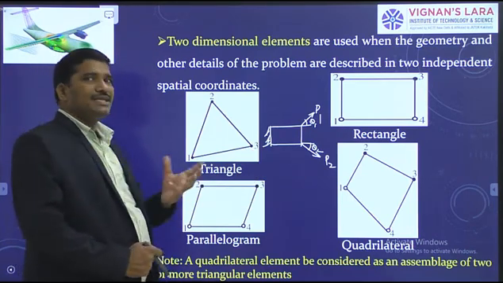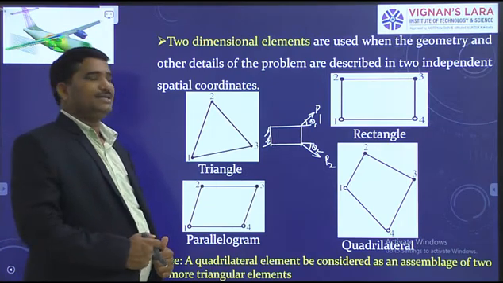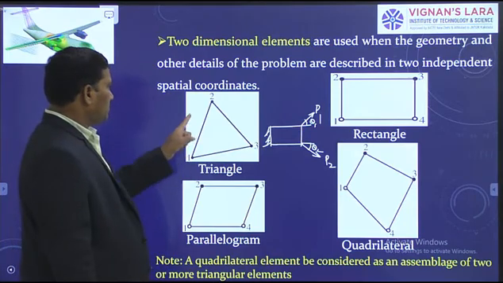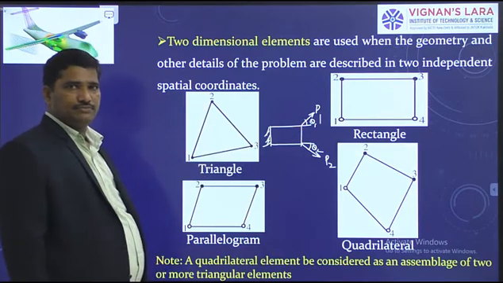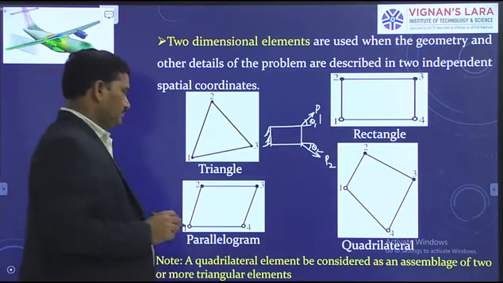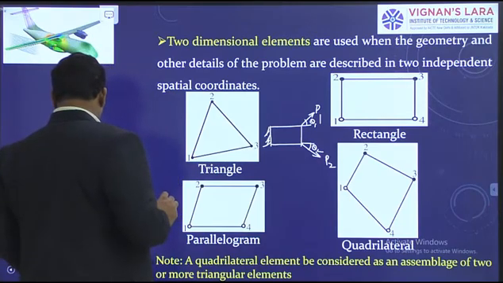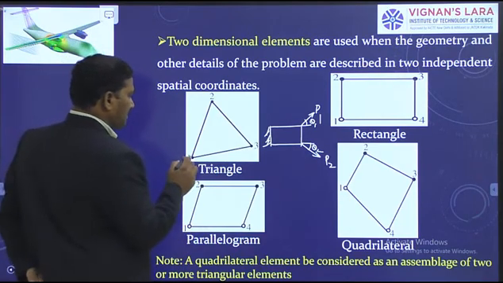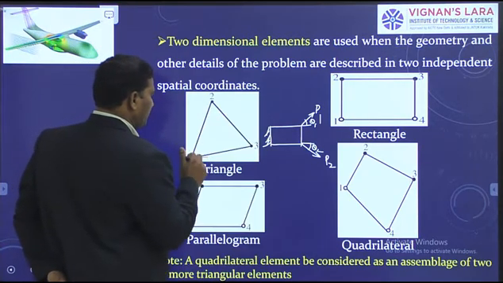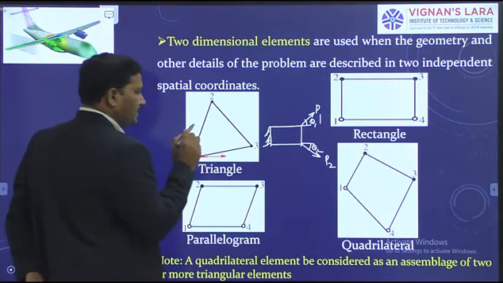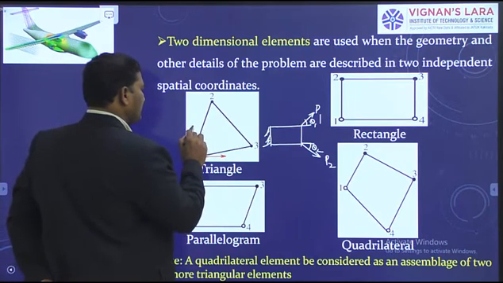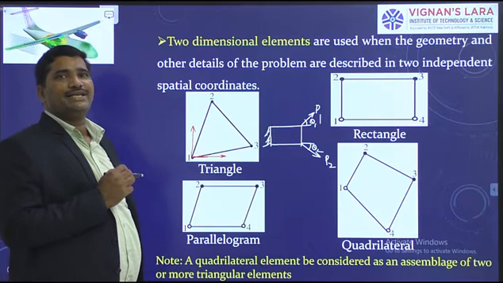Now, the basic form of the two-dimensional element is a triangle. This is the basic. It has three nodes. Node 1, node 2, node 3. At each node, there are 2 degrees of freedom. They are translations. For example, this is node 1, which has 1 degree of freedom like this, in this direction. And the same node has another degree of freedom like this.